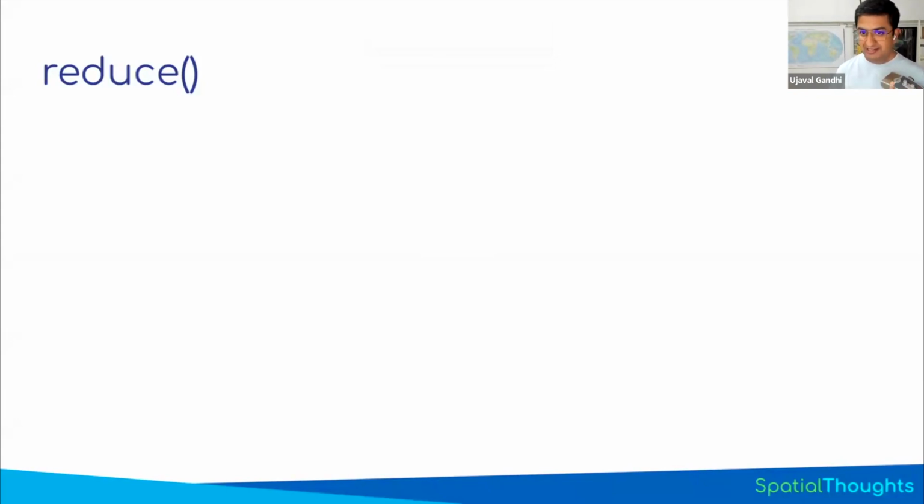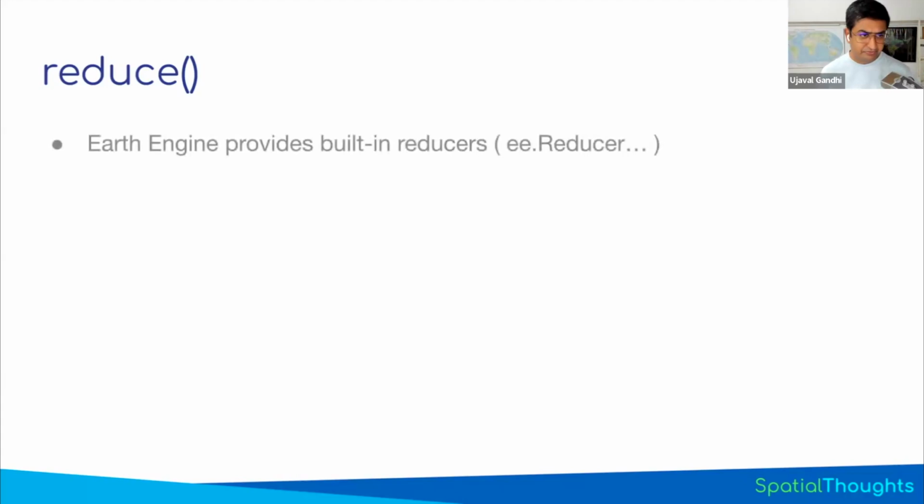Reduce is much more difficult to comprehend because if you've done any scripting like in Python or R, you have never used reduce. In most of the programming, you never encountered this concept. So it's a very alien concept for most people. This is a concept that comes from big data processing. So if you've done big data processing using Hadoop or something, you would have run MapReduce. And since we are also doing big data processing using Earth Engine, we need to learn about reducers.